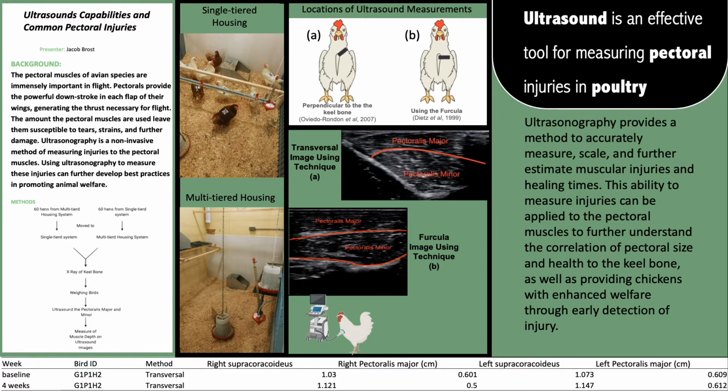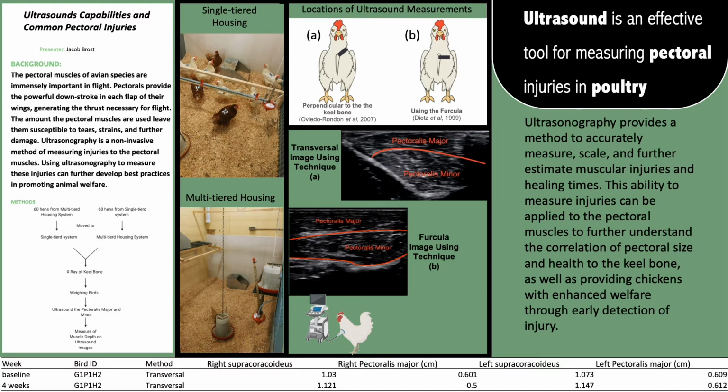Each chicken was individually x-rayed in order to observe any keelbone fracture. The chickens were then weighed and ultrasounded. Each bird was x-rayed, weighed, and ultrasounded at the beginning of research for a baseline measurement and every 2 weeks following the baseline. Each ultrasounding session involved the measurement of the left and the right pectorals using 2 ultrasounding methods. The 2 methods result in different images that are further used to measure muscle density. Measurement A is known as a transversal image, and measurement B a furcula image.